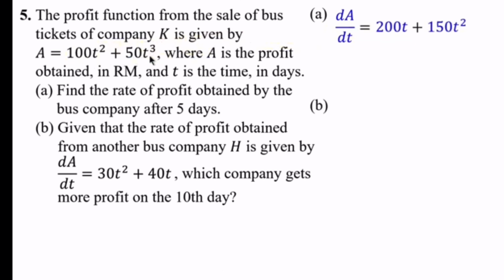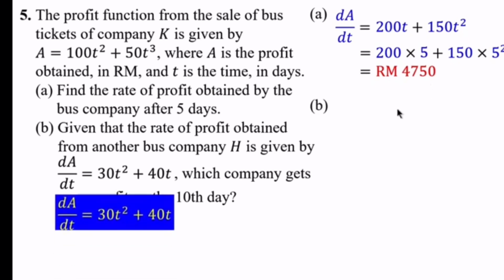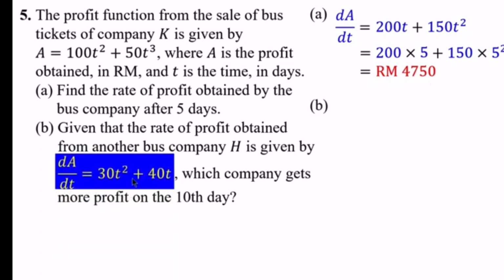So now I'm going to substitute the value of t equal to 5 into there. So I will get 200 times 5 plus 150 times 5 squared. So if I substitute the 5 into the t for dA/dt, I will get the answer for the rate of profit obtained by the bus company after 5 days. So the answer is ringgit Malaysia 4750. Alright, so that is how you do the rate of profit obtained by the bus company after 5 days.